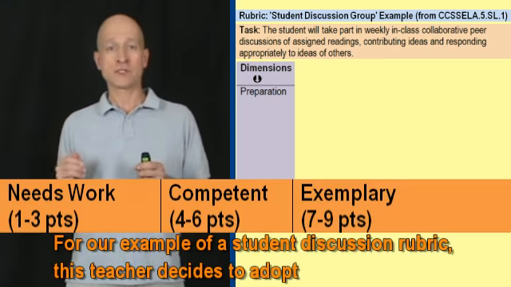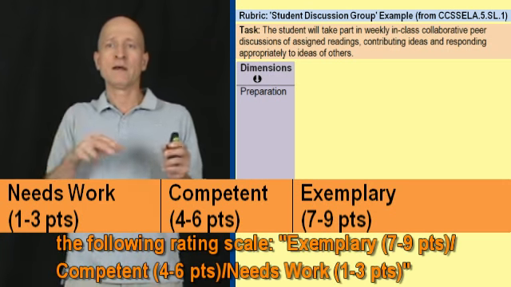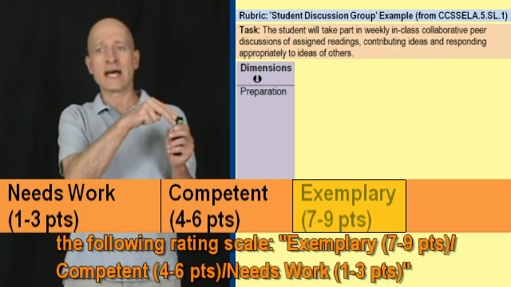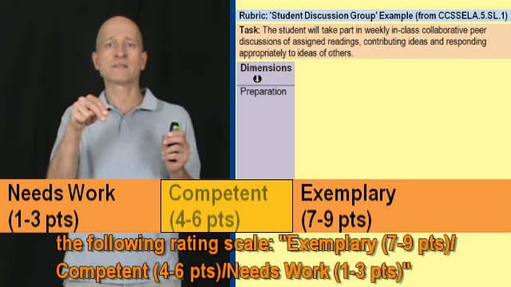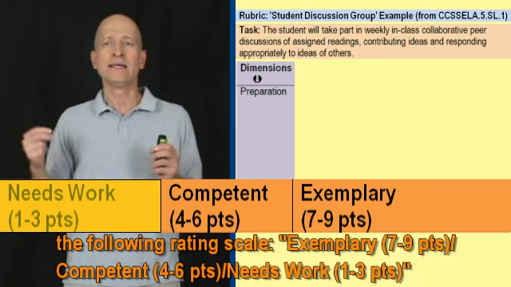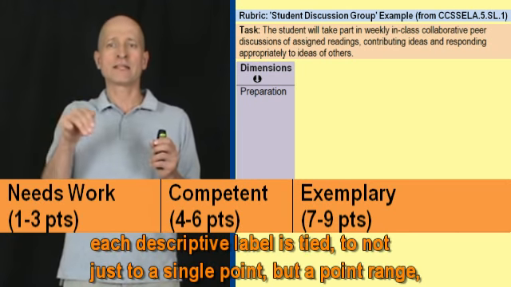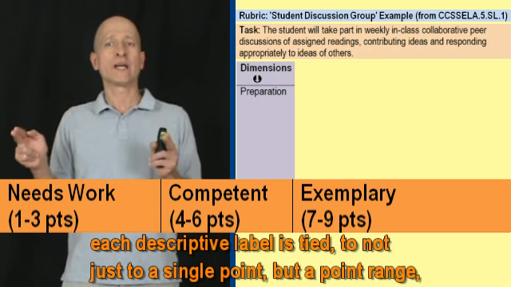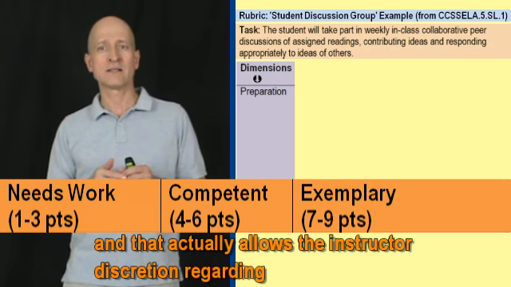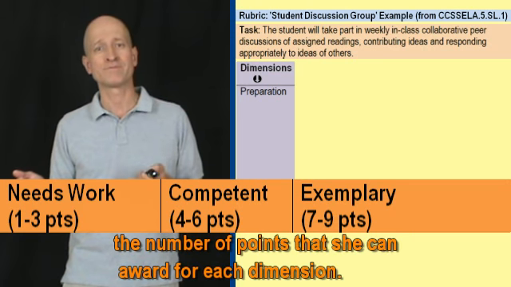For our example of a student discussion rubric, this teacher decides to adopt the following rating scale. Exemplary, so that's 7 to 9 points. Competent, 4 to 6 points. And needs work, a range of 1 to 3 points. In this rating scheme, by the way, which is completely optional, each descriptive label is tied to not just a single point, but a point range. And that actually allows the instructor discretion regarding the number of points that she can award for each dimension.